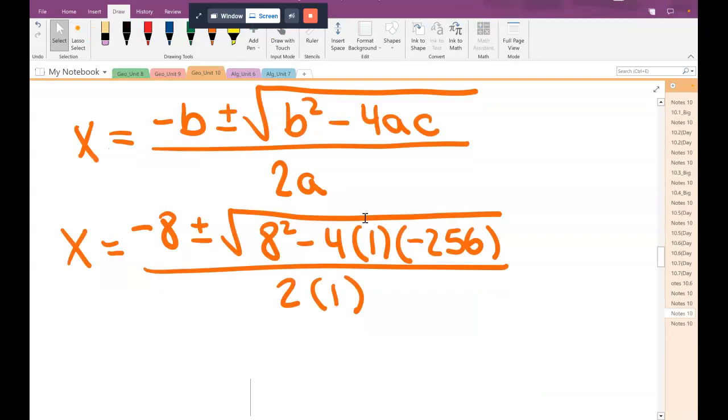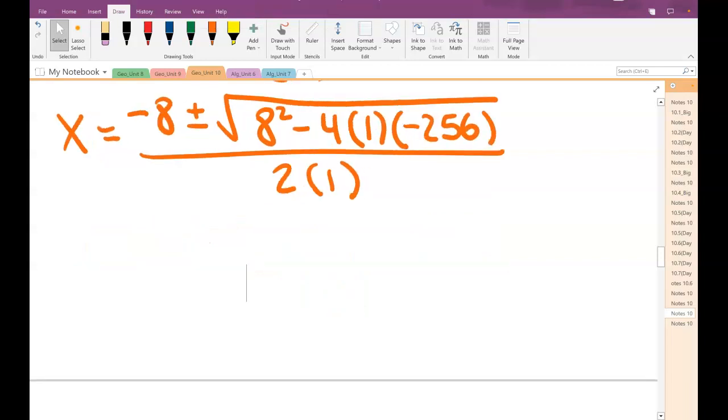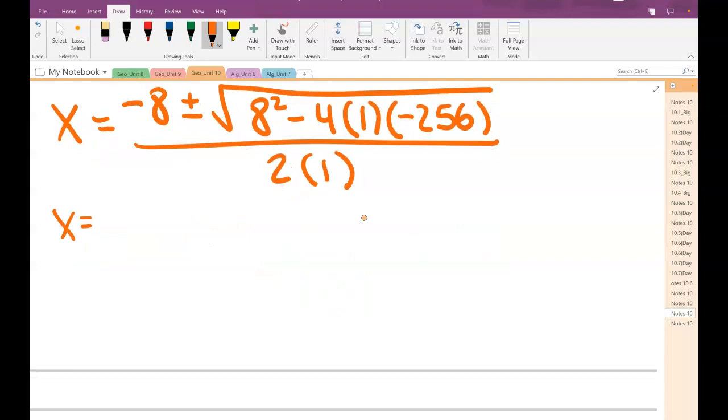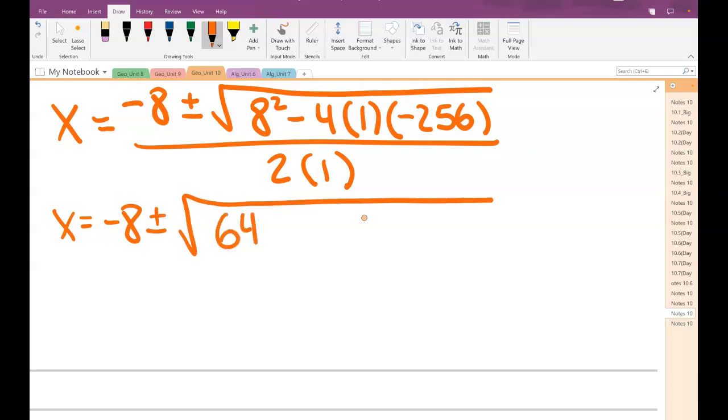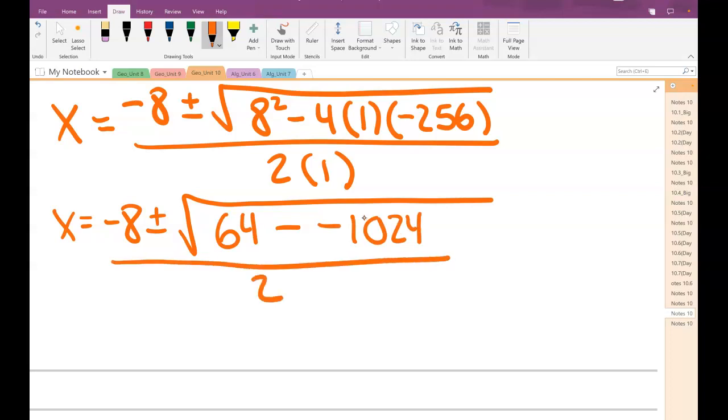Alright. So this would be, like I said, 8 squared is 64. So we would write this as x is equal to negative 8 plus or minus the square root of 8 times 8 is 64. And if we take 4 times 1 times negative 256, that's minus negative 1024, divided by 2 times 1, which is 2. We're going to keep simplifying what's underneath here until we get it to one number, so we can take the square root of that number.